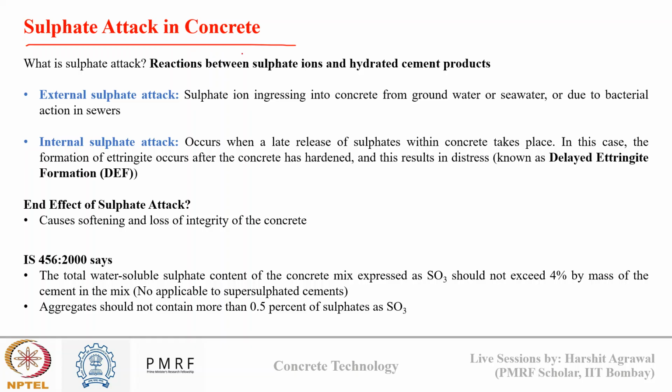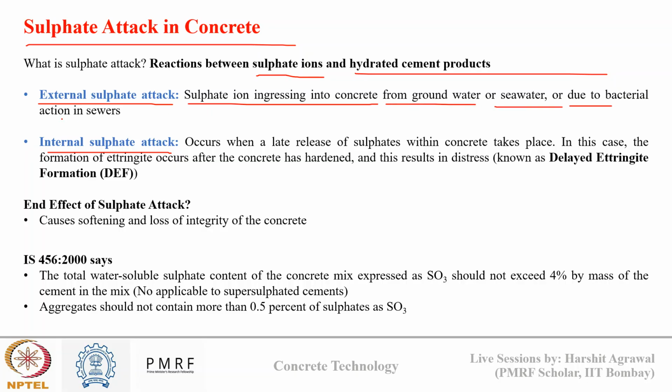Okay, so sulfate attack is basically a reaction between sulfate ions and hydrated cement products. Now there can be two forms of sulfate attack. There is external sulfate attack and there is internal sulfate attack. In external sulfate attack, sulfate ions ingress into concrete from groundwater or seawater or due to bacterial actions in sewer. So these three can be the sources of sulfate ions from the surroundings.